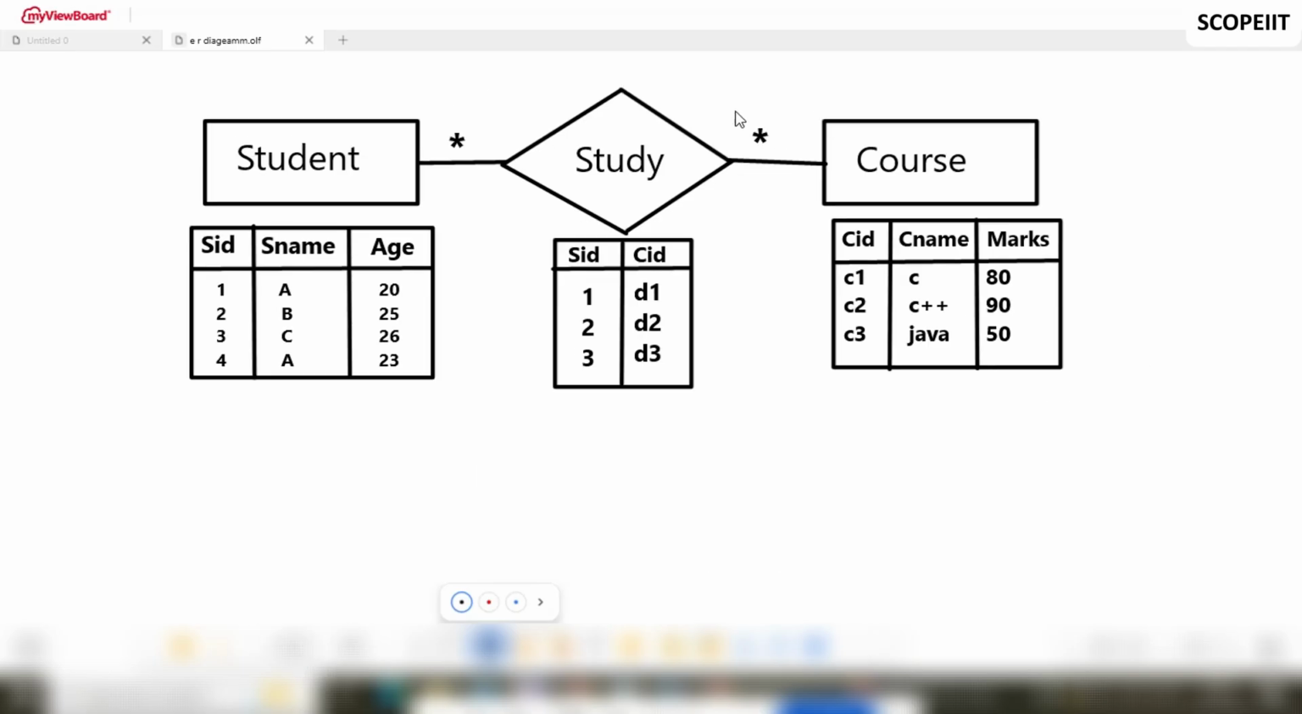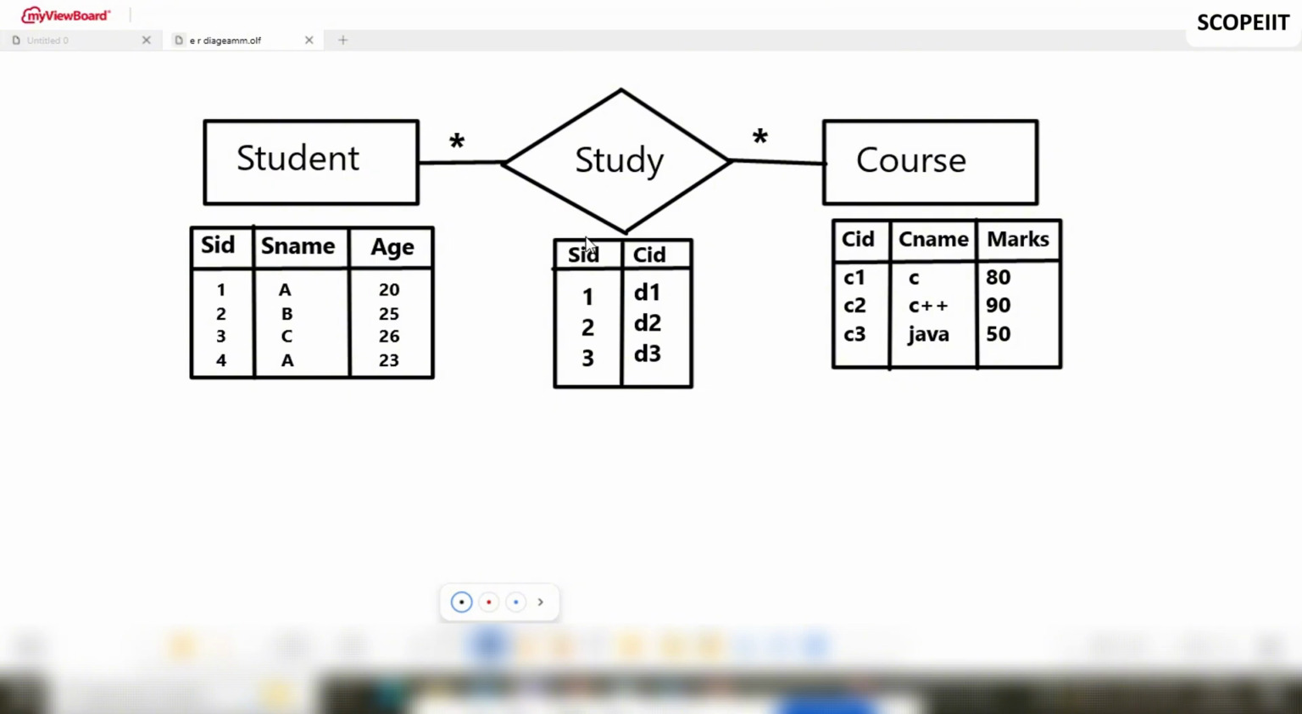Next is many to many. Now in a many to many relationship, many students study many courses. So here student ID, student name, age, then course CID, CNAME and marks. Here also the same question, which will be the primary key? If it is one to one, anyone can be the primary key. In one to many, the many side will be the primary key. Similarly in many to one, the many side will be the primary key. But here both are many.